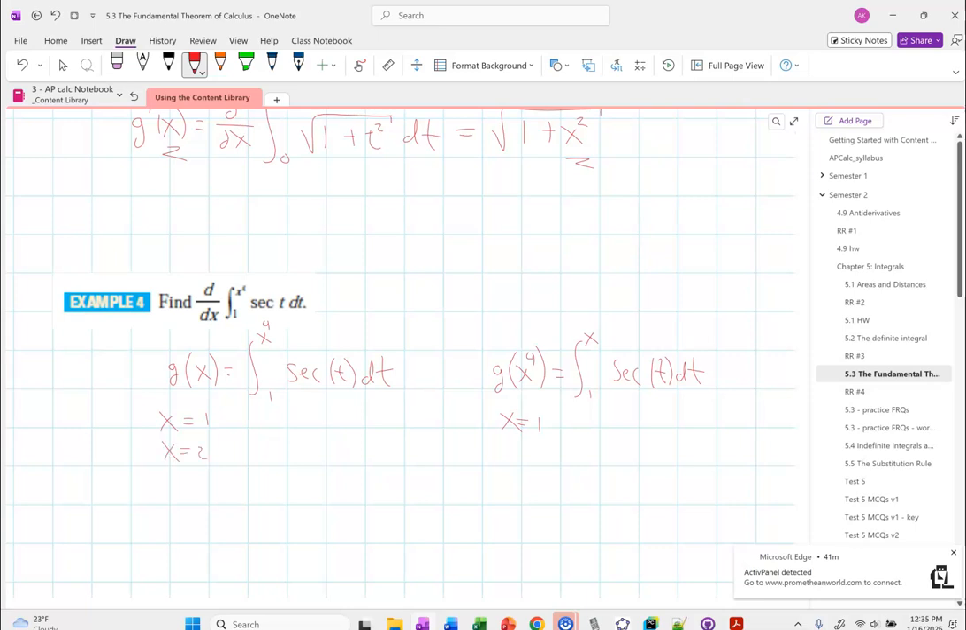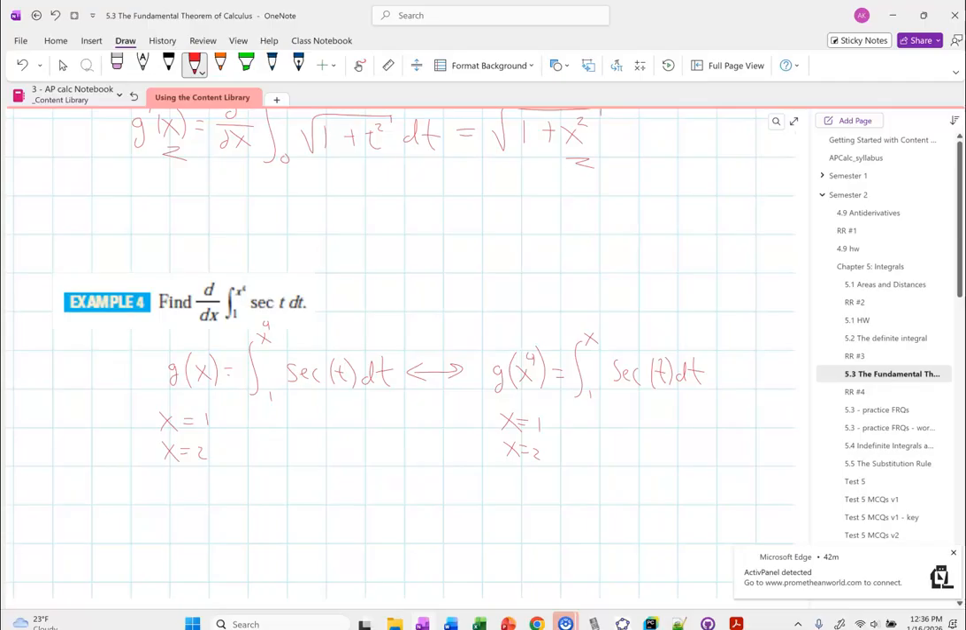X equals 2. The integral from 1 to 2 to the 4th. If I go over here, I plug in 2 and I have 2 to the 4th, so that plugs in here, right? The integral from 1 to 2 to the 4th. Are these the same thing?